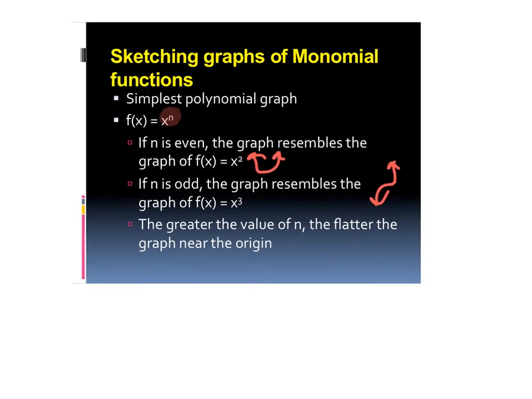So if you're graphing a monomial, which is a single term, you have a single x, and n is the exponent on that x. If the n is even, the graph resembles that of f of x equals x squared, or your parabola. If the n is odd, then the graph resembles the graph of x to the 3rd power, your cubic function, which points up to the right and down to the left. And the greater the value of n, the flatter the graph is near the origin.